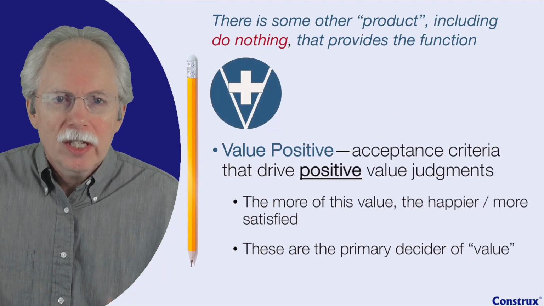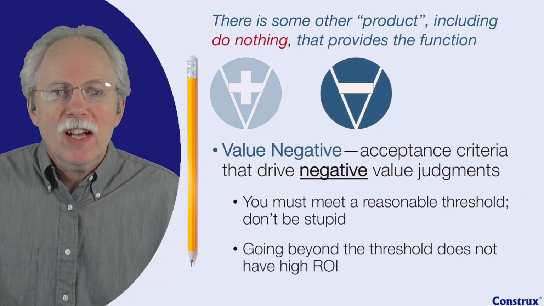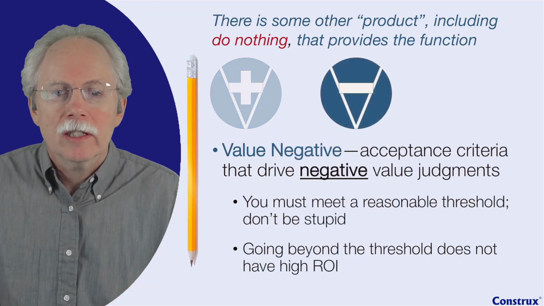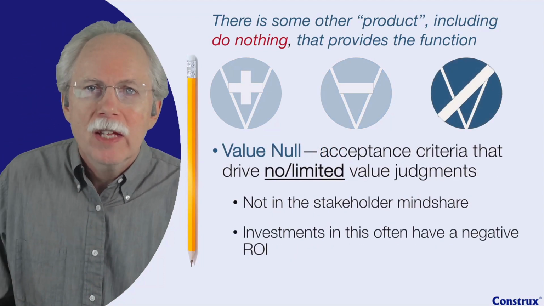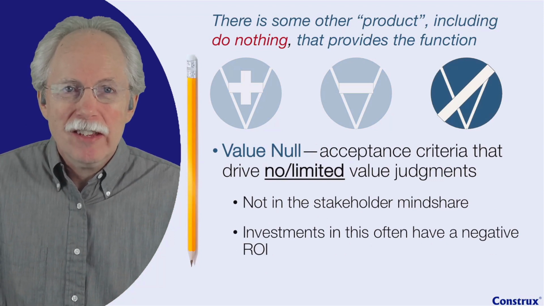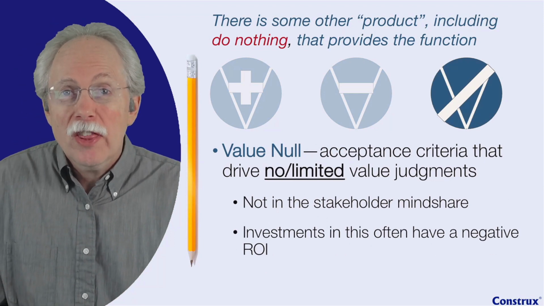Whereas my value plus, the more I invest in it, I might actually get a good ROI. If I keep investing in my value negative, I don't tend to get a return on that investment at all. And there's my third guy, what I call my value null. My value nulls basically say, you know what, I'm not making any kind of value judgment on this whatsoever because it's not even on my radar. I don't even think about it.